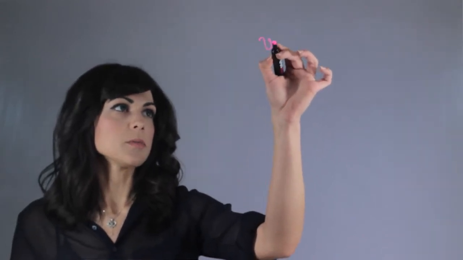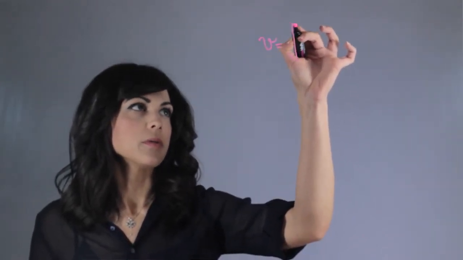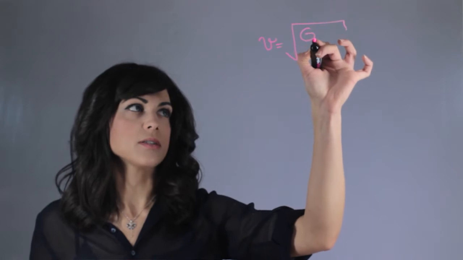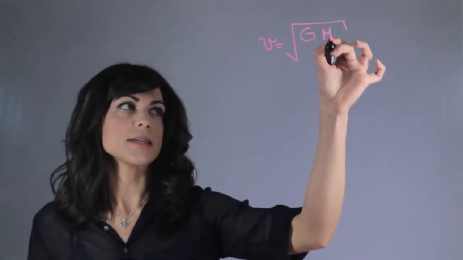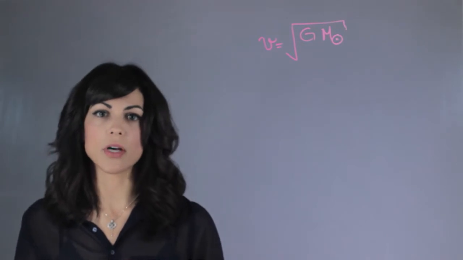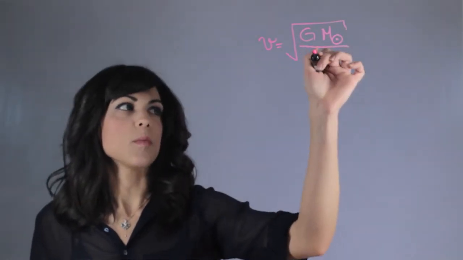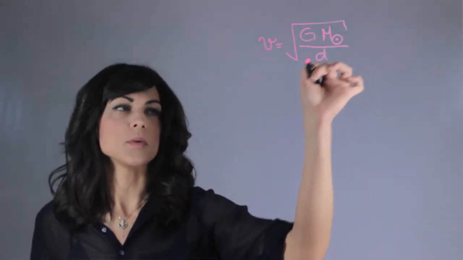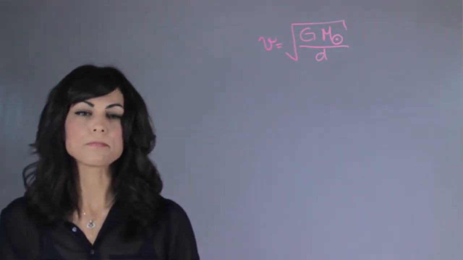So first let's go over the equations and the data that we need to find out the orbital speed of Neptune. Orbital speed is equal to the square root of the gravitational constant times the central mass, which in this case is the Sun, and I will denote it with a circle and a dot in the center, divided by the distance between Neptune and the Sun.